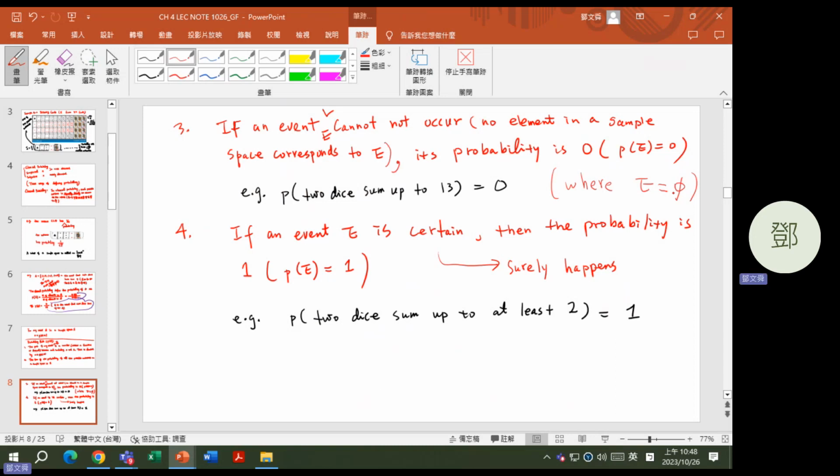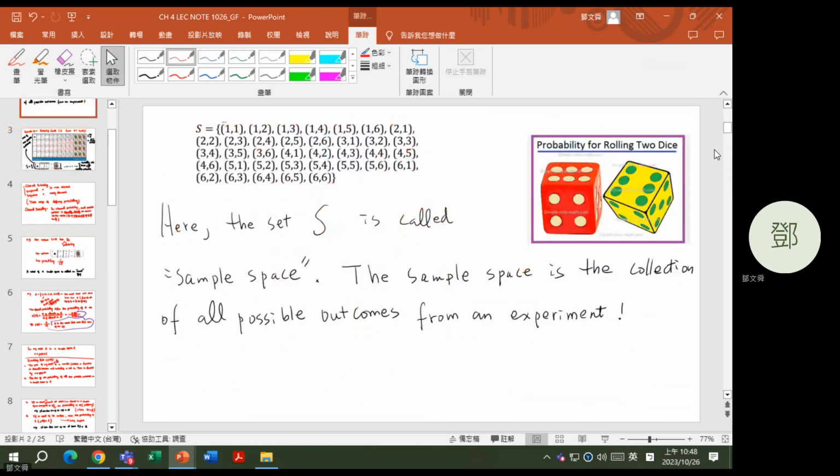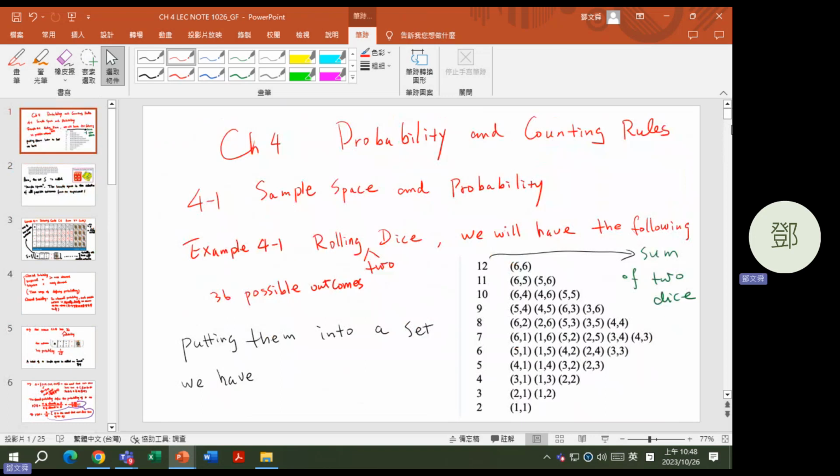Why? Look at the sample space. This event will surely happen because the sum of two dice is at least 2. So the probability of a surely happening event is 1.